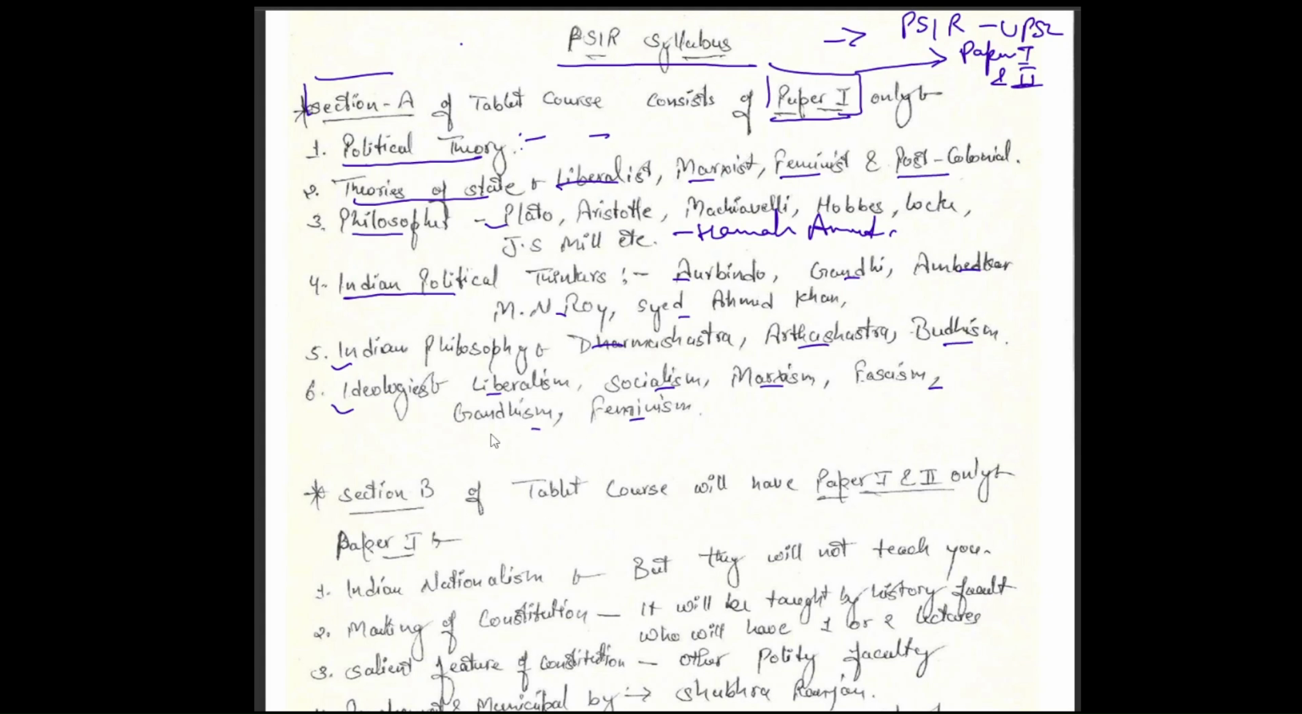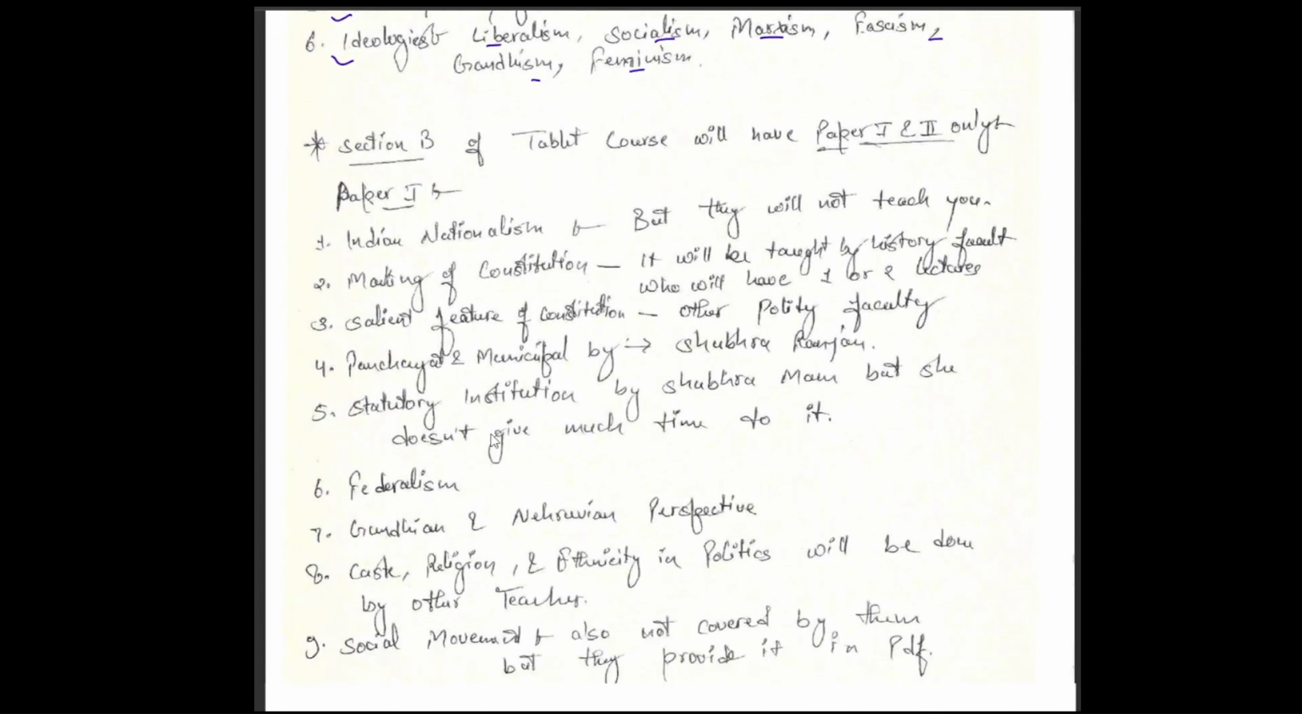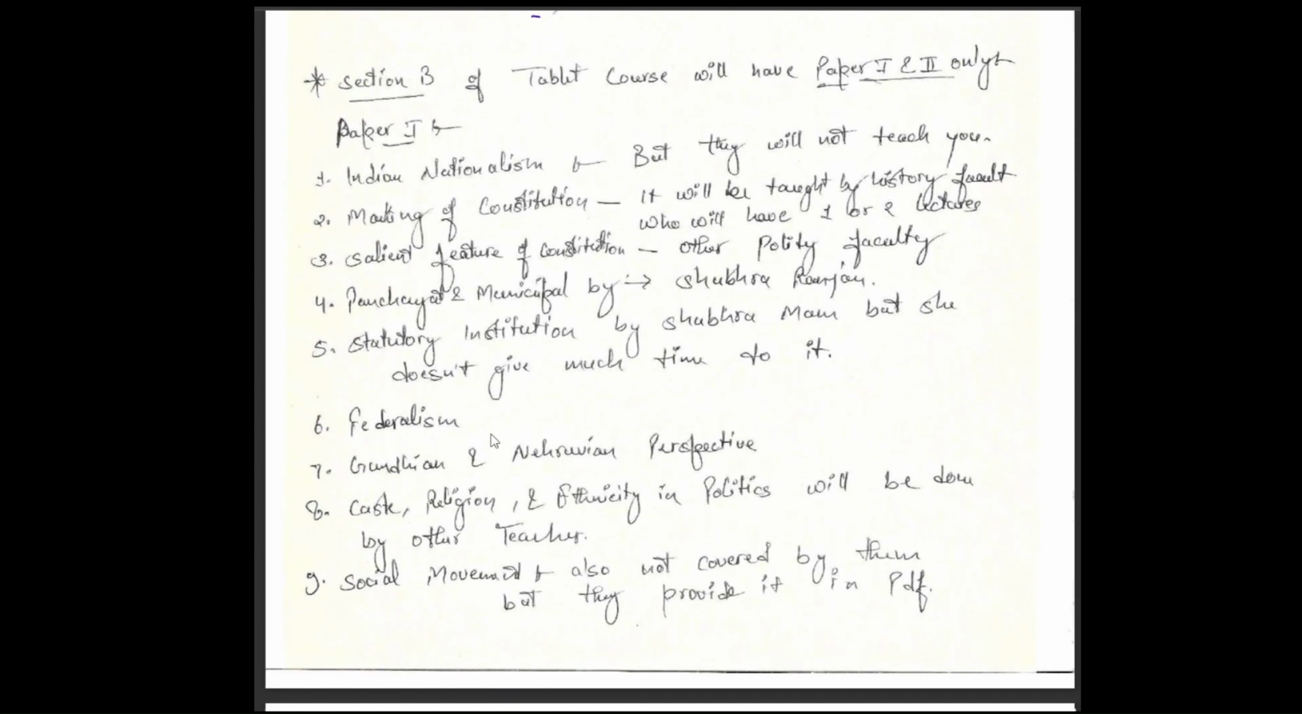And section B of it is somehow tricky, and it is one of the most important things that I want to tell you, which is the difference. From here you are going to see some differences. Section B of the tablet course is going to consist of paper 1 and paper 2 of the PSR UPSC syllabus.